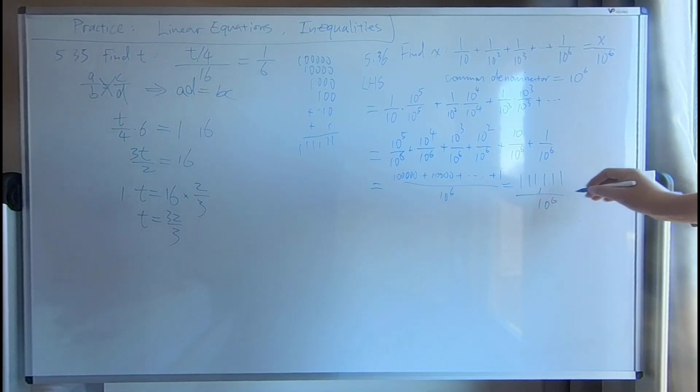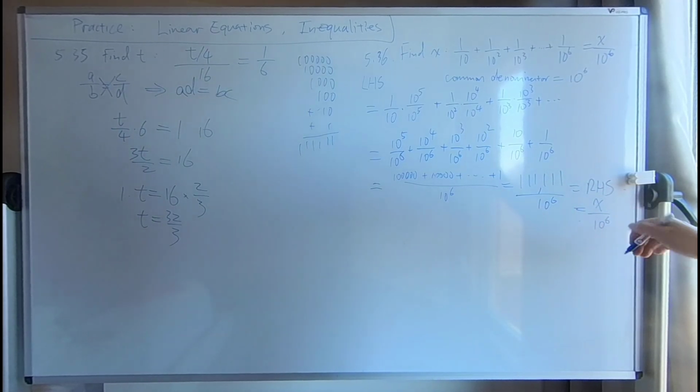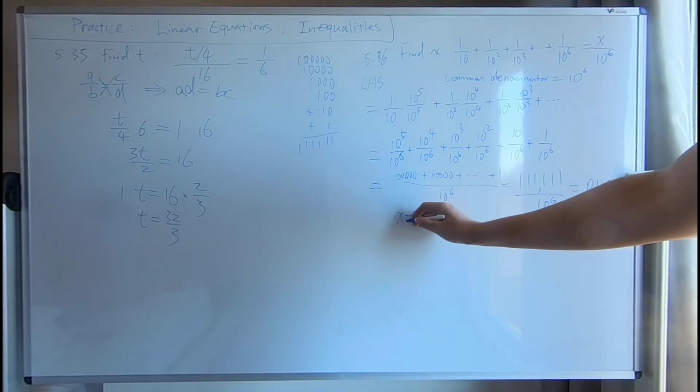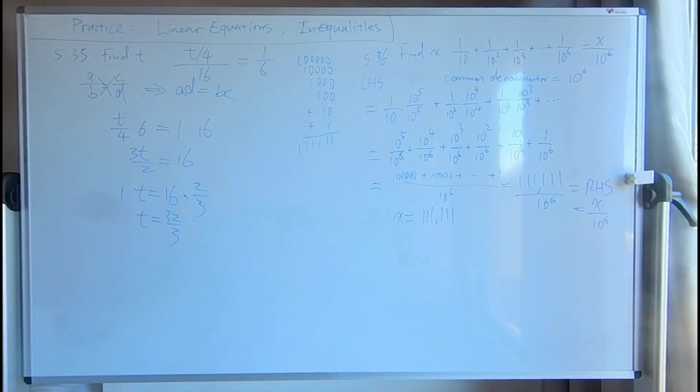And this equals the right-hand side, x over 10 to the 6th power. Then the 10 to the 6th power is the same on both sides and can be canceled out, or simply speaking, x would just be 1, 1, 1, 1, 1, 1. That's how we solve for x.